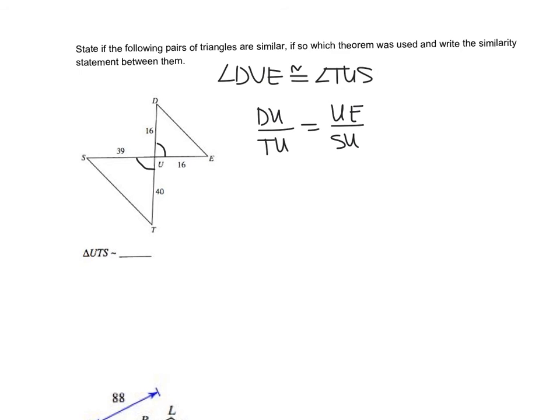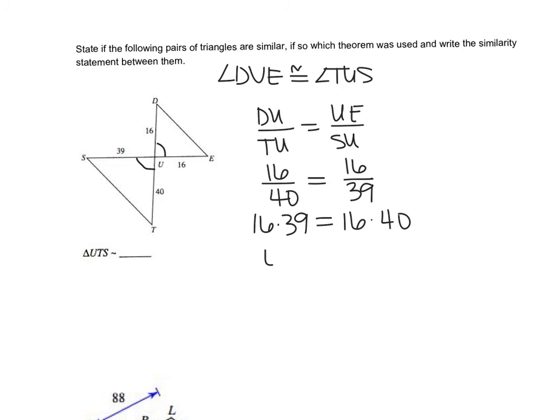So DU has a length of 16, TU has a length of 40, and then UE also has a length of 16, and SU has a length of 39. So looking at our ratio, we can already tell that these two triangles are not going to be similar. 16 over 40 does not equal 16 over 39. But we are going to use our cross product just to double check. So we have 16 times 39 equals 16 times 40, which gives us 624 and 640, which are not equal.